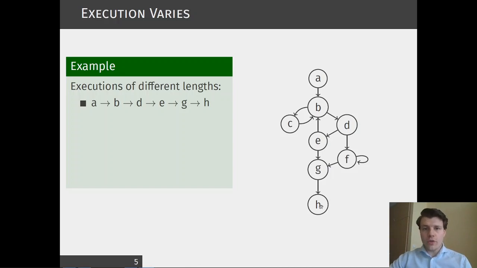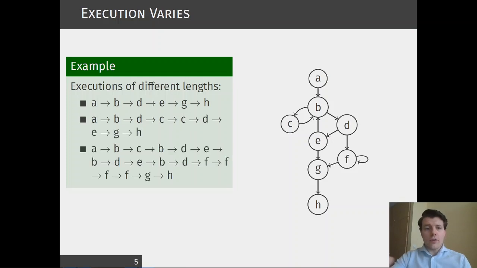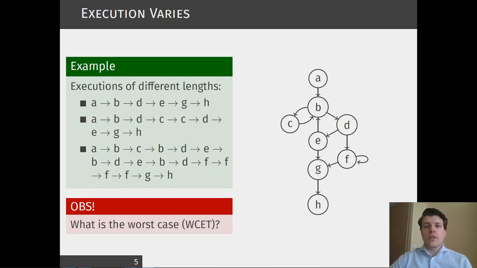This is a very short program, but depending on the data that the program is analyzing, different execution paths will be taken. Here are two examples with various lengths. They, for example, loop a few more times. So the important question is, what is the worst case, what we call the worst case execution time of this program? And we need this to be able to build the car such that it can brake in time.